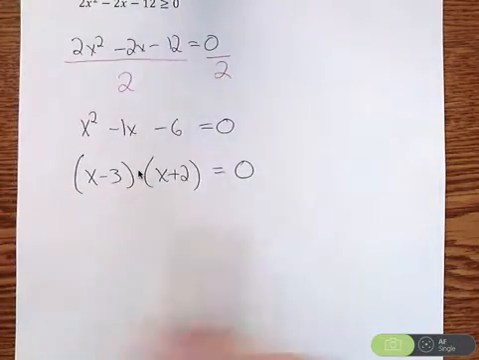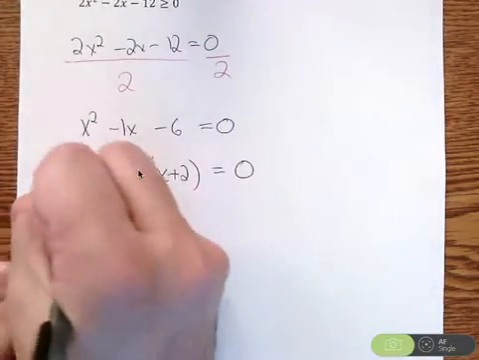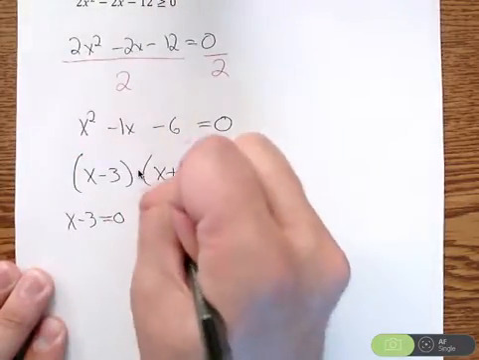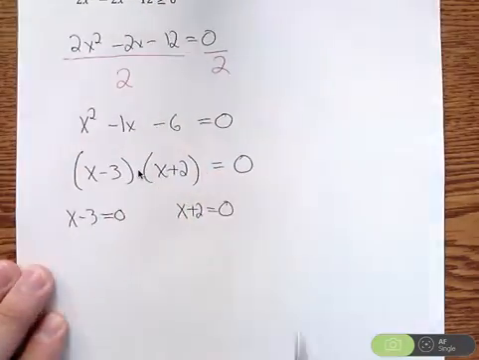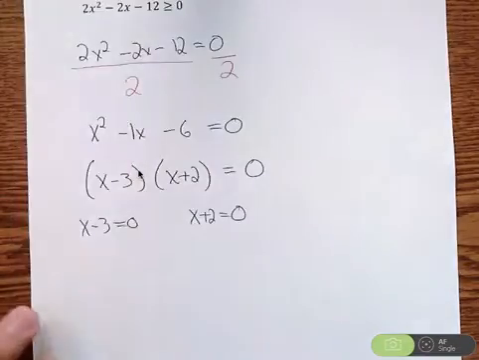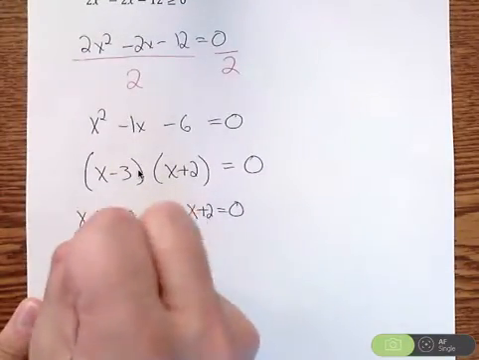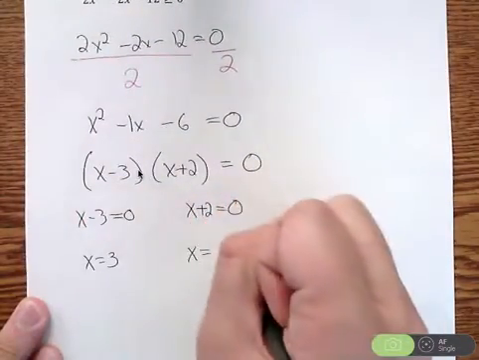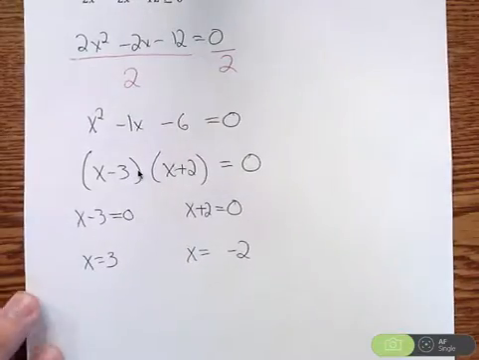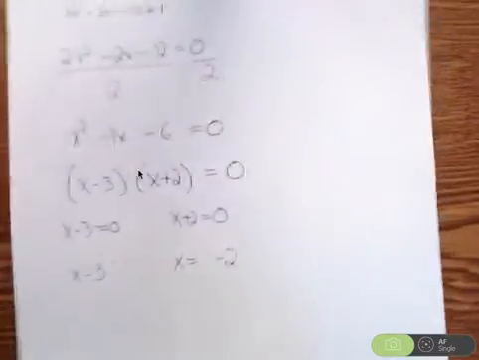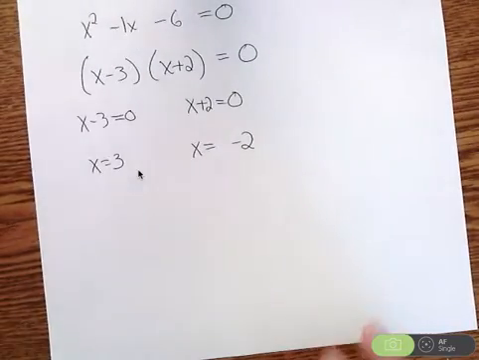From here, I'm just going to keep on solving by factoring. So I'm going to have x minus 3 is equal to 0 and x plus 2 is equal to 0. Solving each of these, we get x equals 3 and x equals negative 2. Now we're not quite done yet. We have one additional step left.